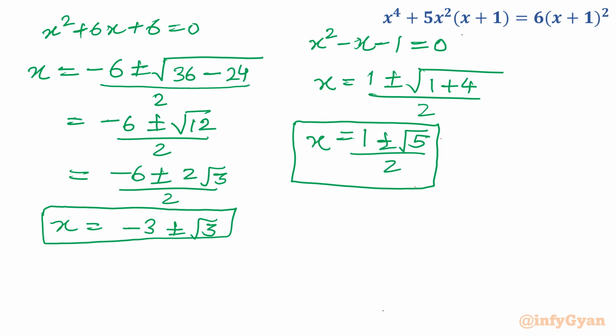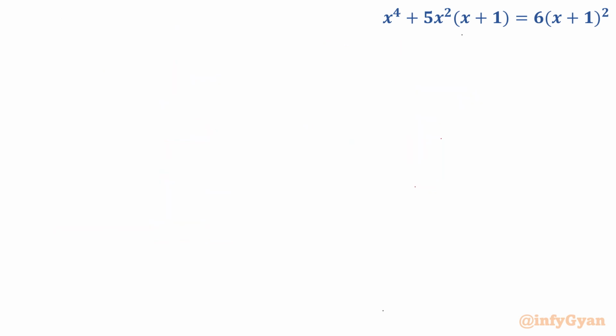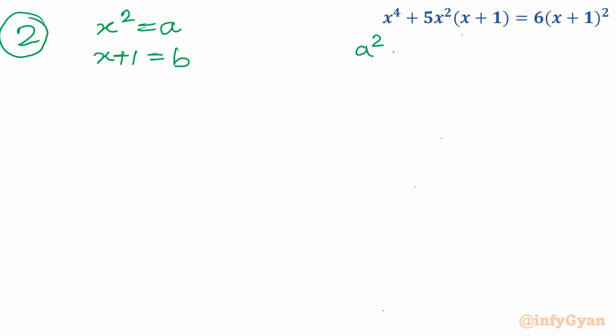Now let's take the simplest method using substitution. Let me write method number 2. Here I am going to consider x square is equal to a and x plus 1 equal to b. Now see what will happen after that. Our equation will be a square, and since a is x square, a whole square will create x power 4, plus 5ab equal to 6b square. This is our substitution.